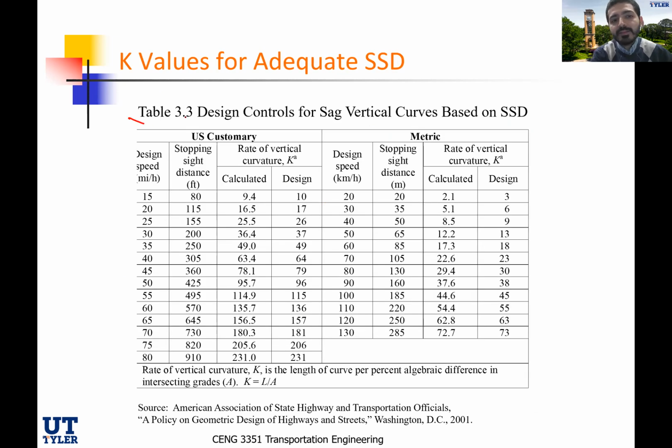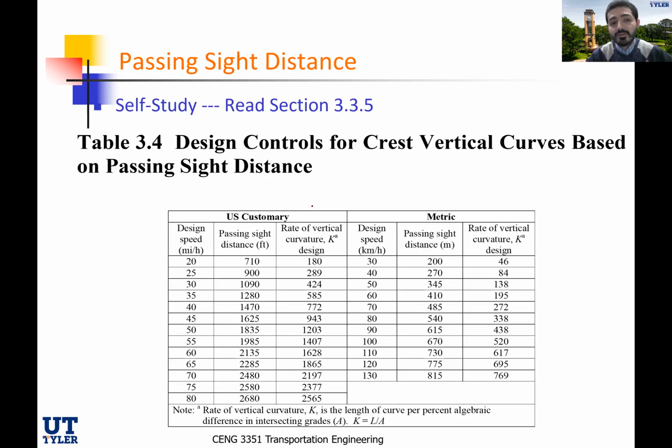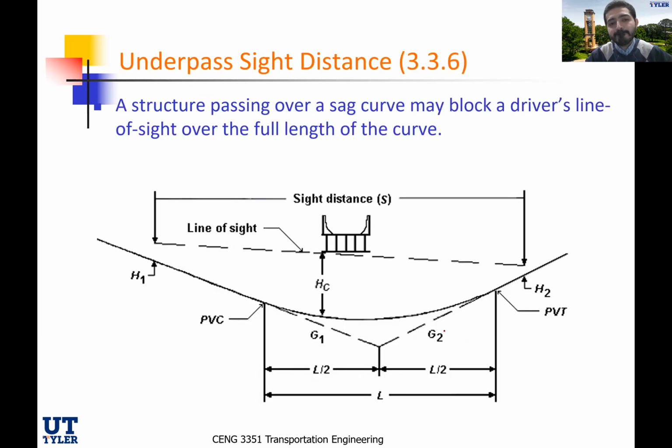And this is Table 3.3, design controls for sag vertical curve. Please make the distinction between 3.2 and 3.3: 3.2 for crest vertical curve, 3.3 for sag vertical curve. The K values are going to be different. The equation is the same, but the values are different from sag to crest vertical curve. This slide, again, I'm not testing you about. This is self-study, so it's not going to be included in the exam.